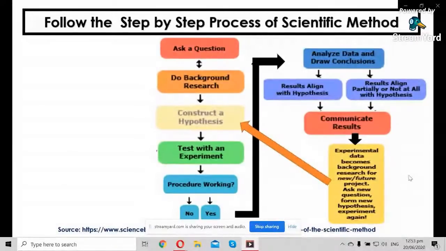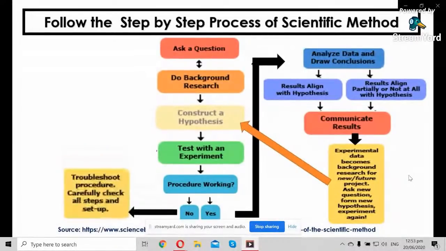But if it is a no, you troubleshoot your procedure and carefully check all the steps and set up. And if it's not working still, then you go back and the cycle continues. And this is the scientific method, the step-by-step process on how to do it. If you have further questions or clarifications, you can ask me directly, or you can also check out some other videos. Okay?